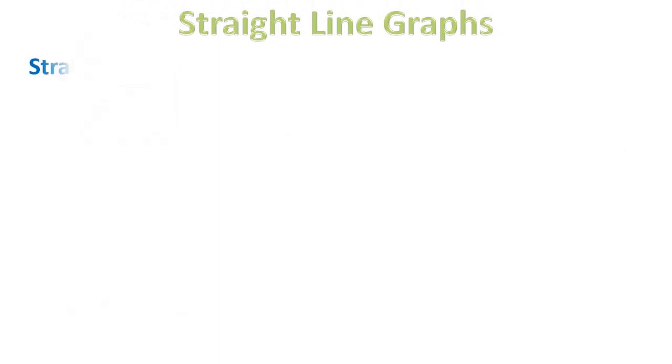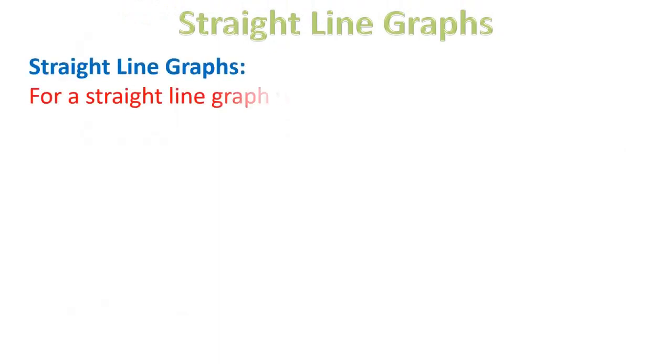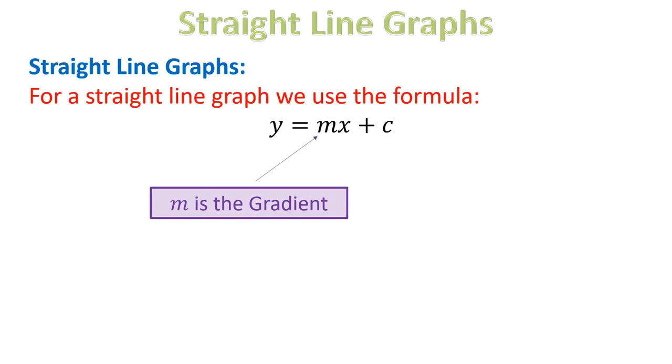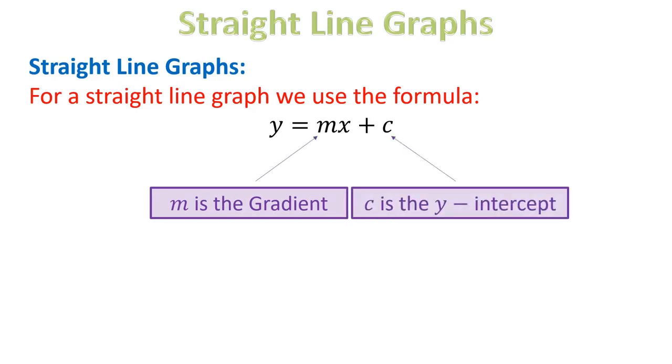Straight line graphs. Now, for a straight line graph, we use a formula y equals mx plus c. m is your gradient and c is your y-intercept or your constant. Sometimes instead of y, we call it f of x, and you'll see how we use f of x in our examples as we go from here.